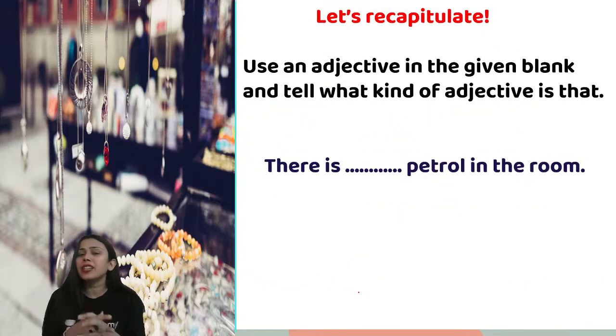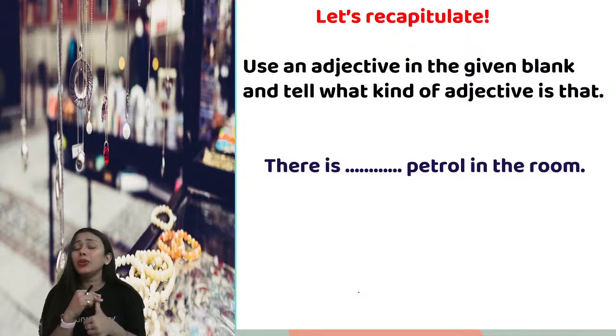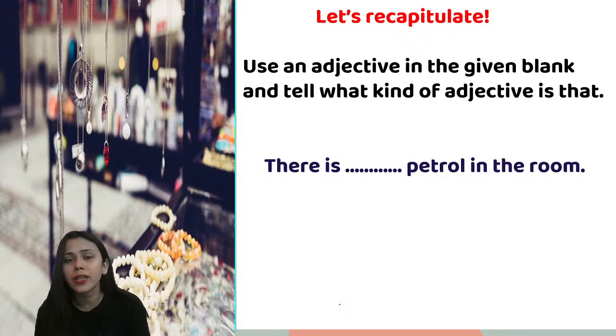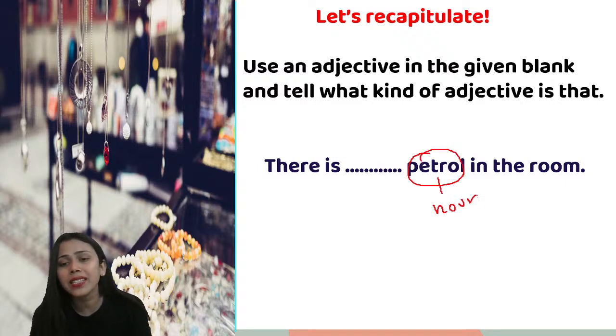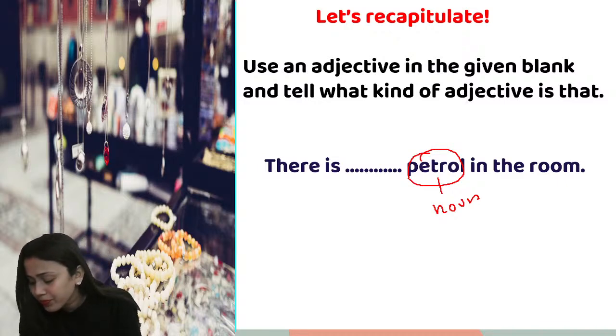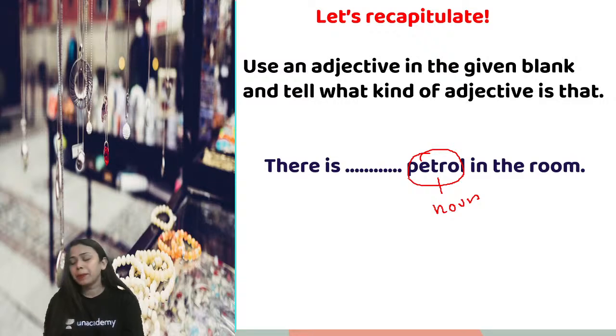Use an adjective in the given blank and tell what kind of adjective that is. So two things you have to do here. आपको पहले एक adjective use करना है for the given blank and then you have to tell me what kind of adjective is that. ठीक है, दो चीजें करनी है. So let's do it. There is dash petrol in the room. Dash petrol के साथ आप, petrol is a noun. Now इस noun के साथ what adjective you're going to use here? पेट्रोल के लिए आप कौन सा adjective use करेंगे? Tell me.